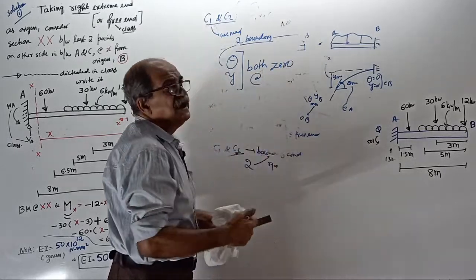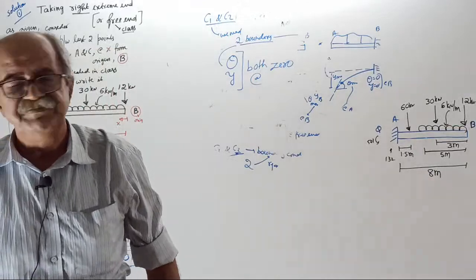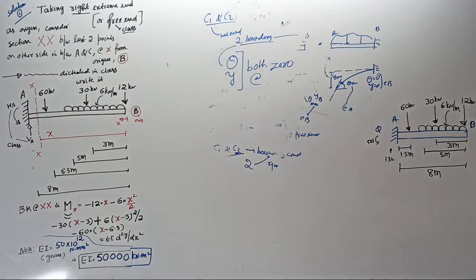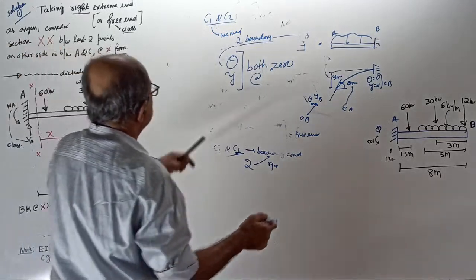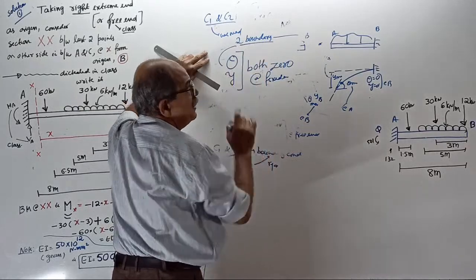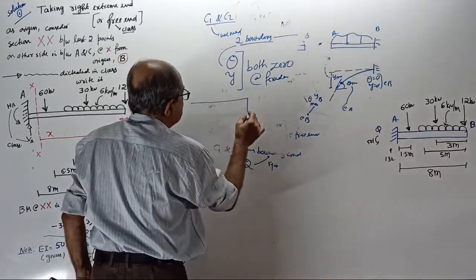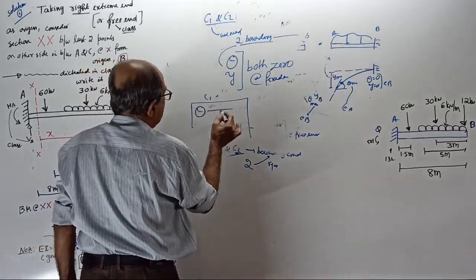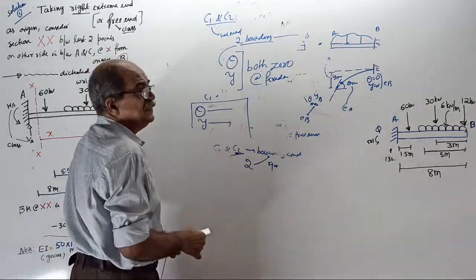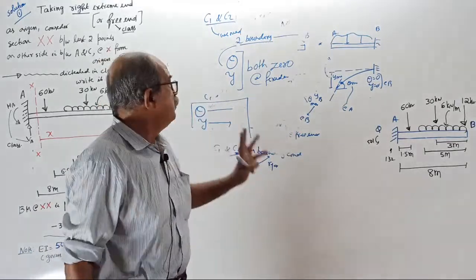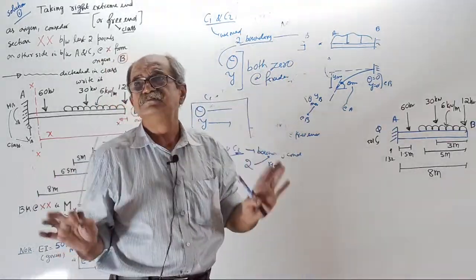at which end? Tell me, which end? Only one word. Do not tell AB. Both 0 at fixed end. Both are 0 at the fixed end. Therefore, make a note. When you find constants of integration C1 and C2, first use the slope condition, then use the deflection condition. That is, slope and deflection both are 0 at the fixed end. Both are maximum at the free end.